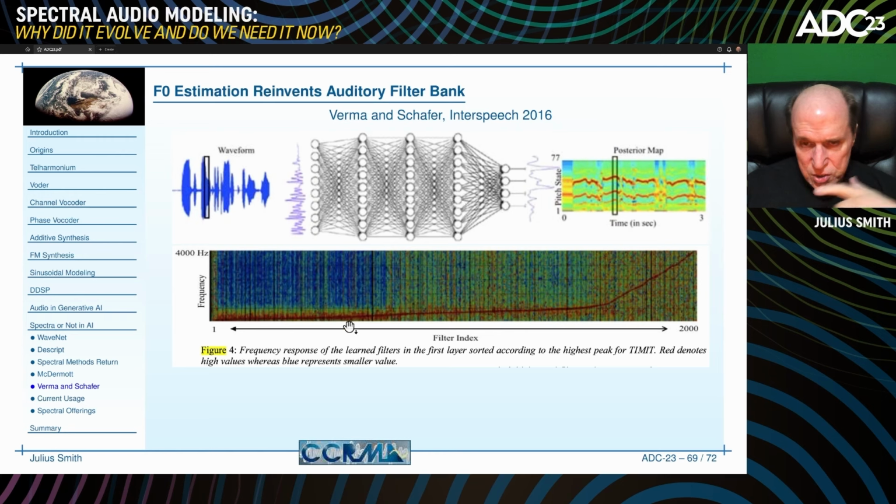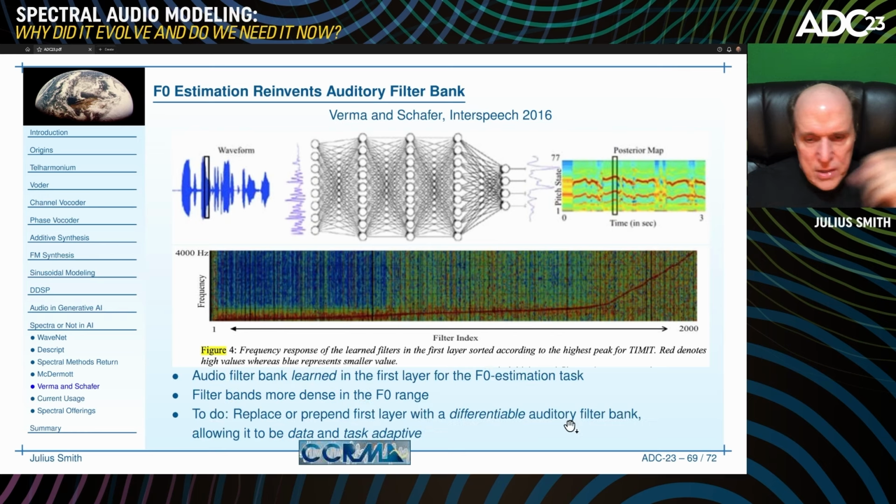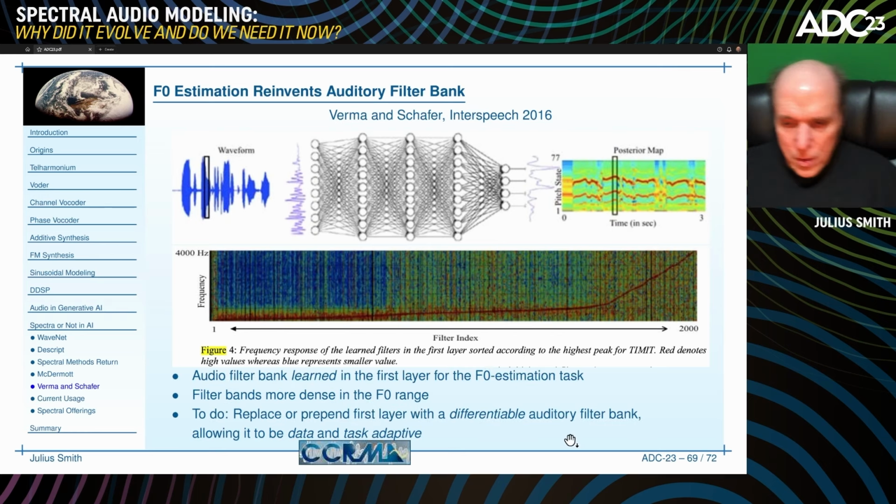So it's showing you how the weights are spontaneously forming an approximate auditory filter bank that has been adapted to the task. It's adapted to the data, and it's adapted to the task. So I think what this suggests is, why don't we just give it a differentiable auditory filter bank, and then let it move the center frequencies around and maybe the bandwidths, so it can adapt to task and data, and save itself a lot of work.